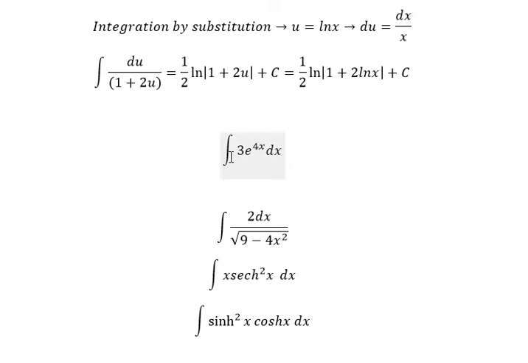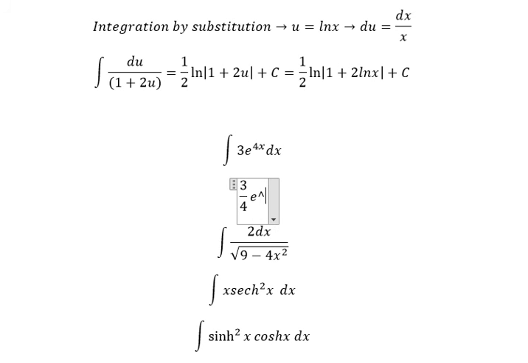Next one, we got about 3 over 4 e to the power of 4s. Because the integral of e to the power of 4s, you get e to the power of 4s over 4. And we put c in here.